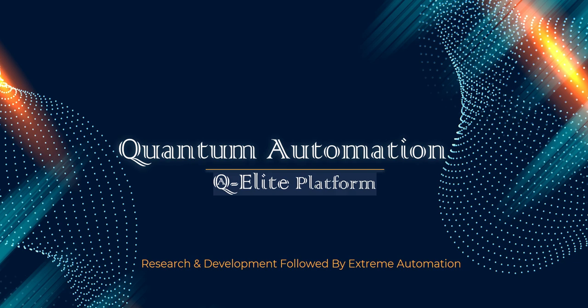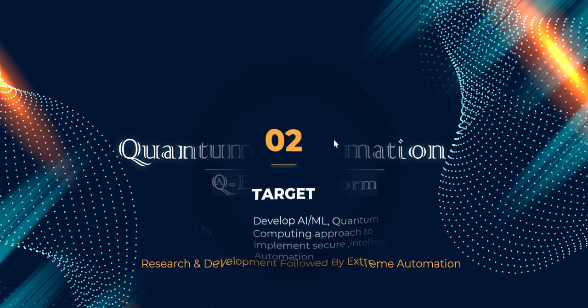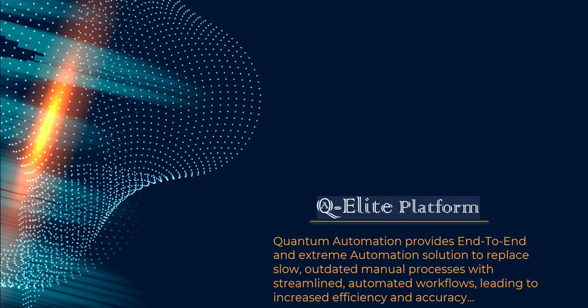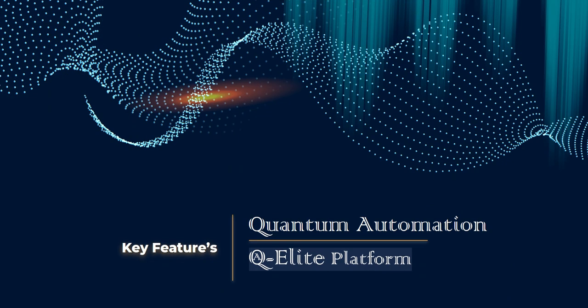Automation capabilities. So this is the slide we'll go through, and parallelly we'll go through the presentation as well. Basically, Quantum Automation works in data center automation, and it does intelligent automation as end-to-end automation, even zero touch provisioning. To begin with, we'll go through the key features of the automation platform and how it works.